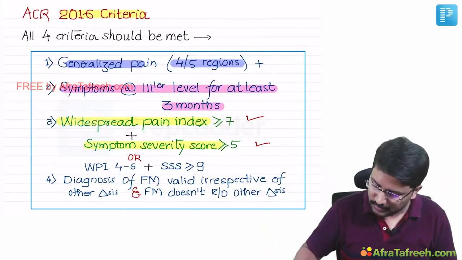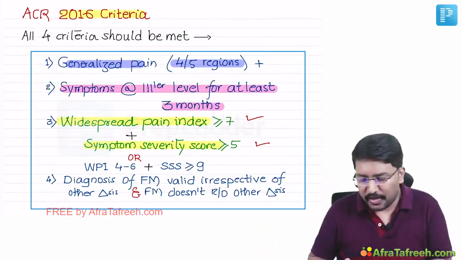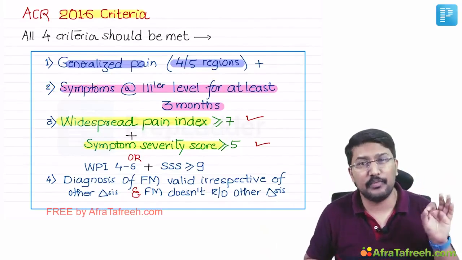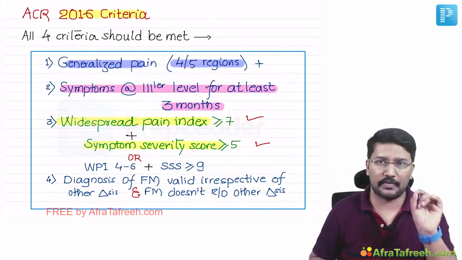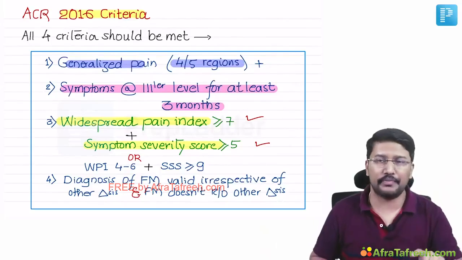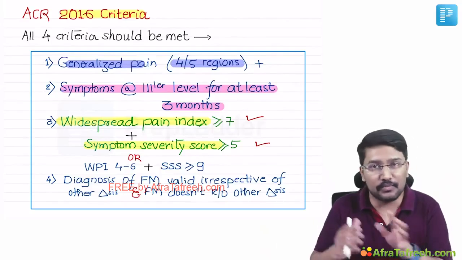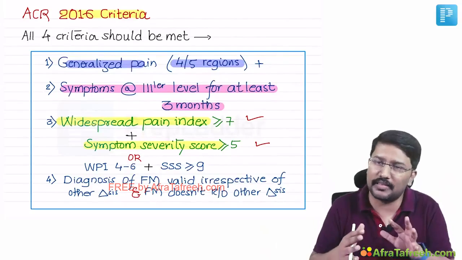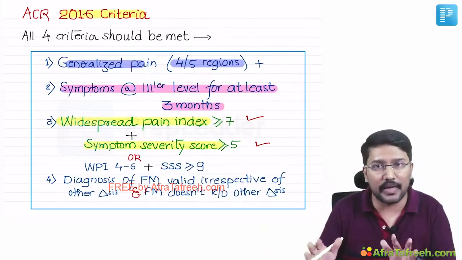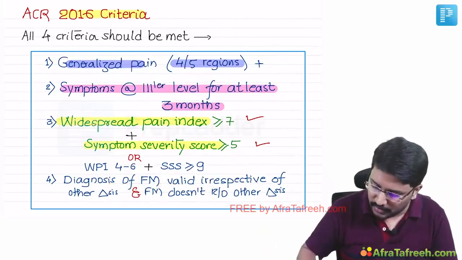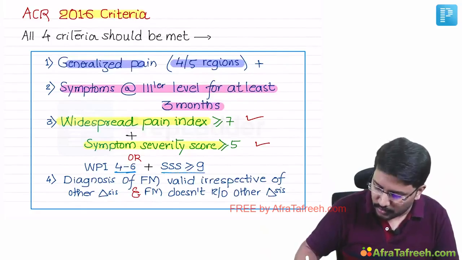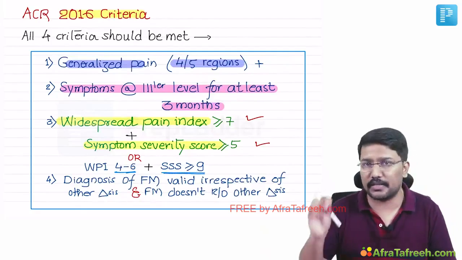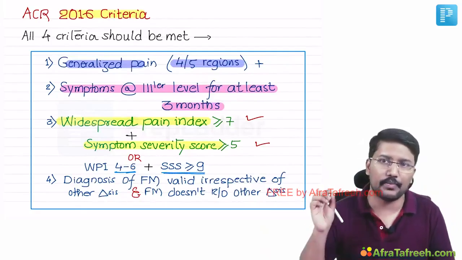So in case of widespread pain index more than or equal to 7 plus symptom severity score more than or equal to 5, that satisfies criteria number 3. Or if the symptom severity score is more and the widespread pain index is a little less, it might still satisfy. In that case, WPI 4 to 6 plus symptom severity score more than or equal to 9 also satisfies criteria number 3.